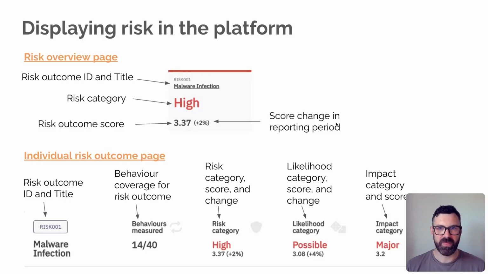On the risk overview page, we have a date filter, which you can use to set the reporting period. Then on the individual risk outcome page, if you click on the malware infection link and go through to the malware infection page, we have the ID and title, how many behaviors are being measured against that, and how many are available, the risk category, the likelihood category, remote, likely, possible, and then the impact category and score.